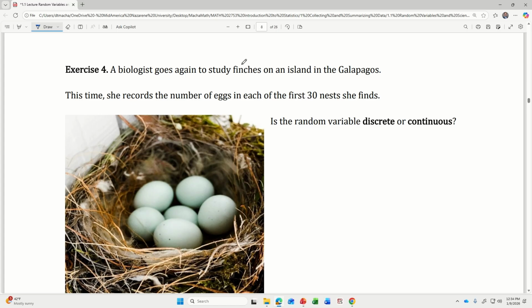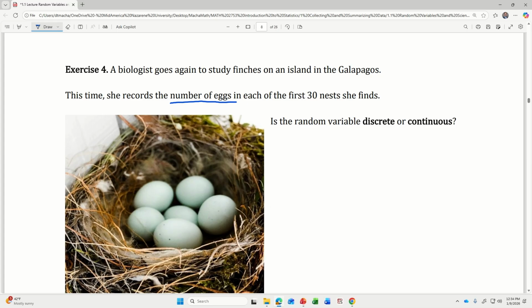A biologist goes to study finches. This time she records the number of eggs in each of the first 30 nests. Keely, is this going to be discrete or continuous? I don't know. I'm confused on this one. I'm just going to choose discrete.